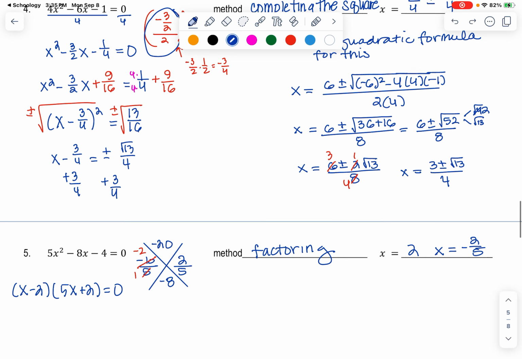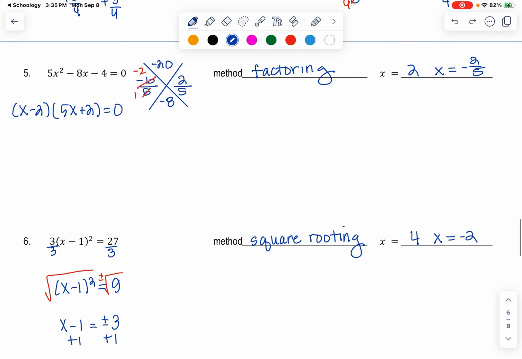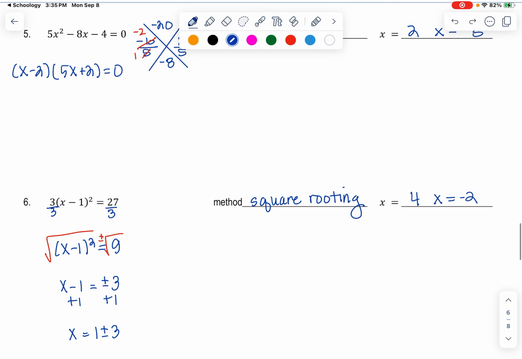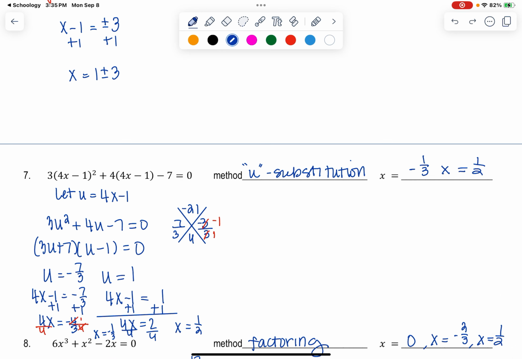All right, next one, factoring. Pause and try the next. Next one, solving by square rooting. You get 4 and negative 2. Nice, easy one. Pause the video. Next one, using u substitution and then factoring. Get negative 1/3 and 1/2.